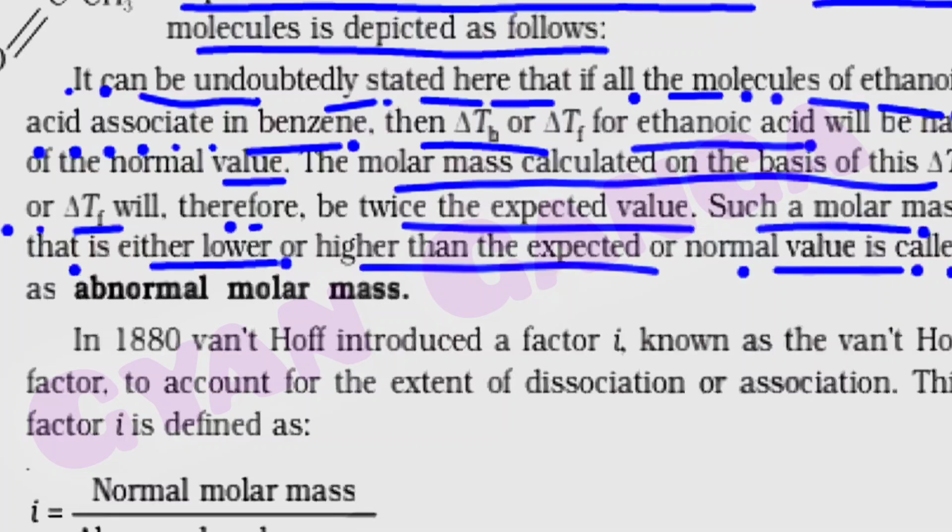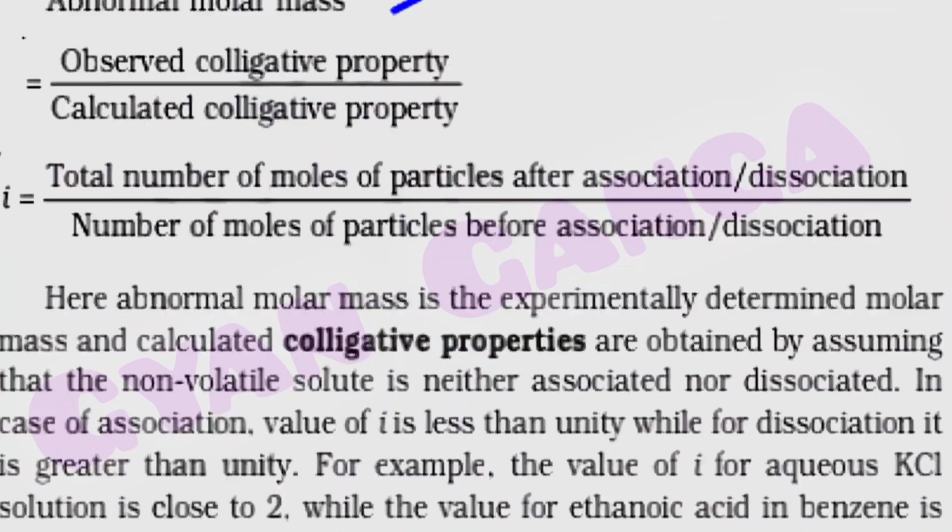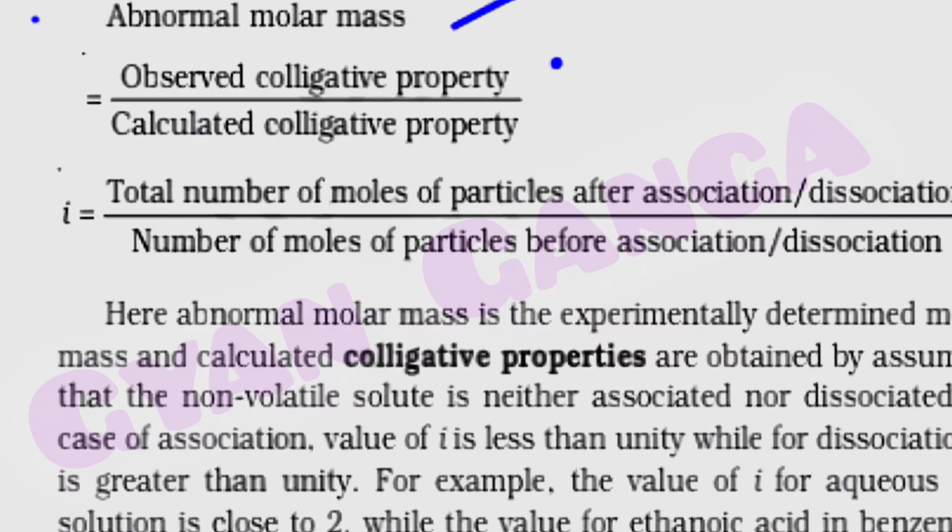In 1880, Van't Hoff introduced the factor i, known as the Van't Hoff factor, to account for the extent of dissociation or association. This factor i is defined as i equals normal molar mass upon abnormal molar mass, equals observed colligative property upon calculated colligative property, equals total number of moles of particles after association or dissociation upon number of moles of particles before association or dissociation.